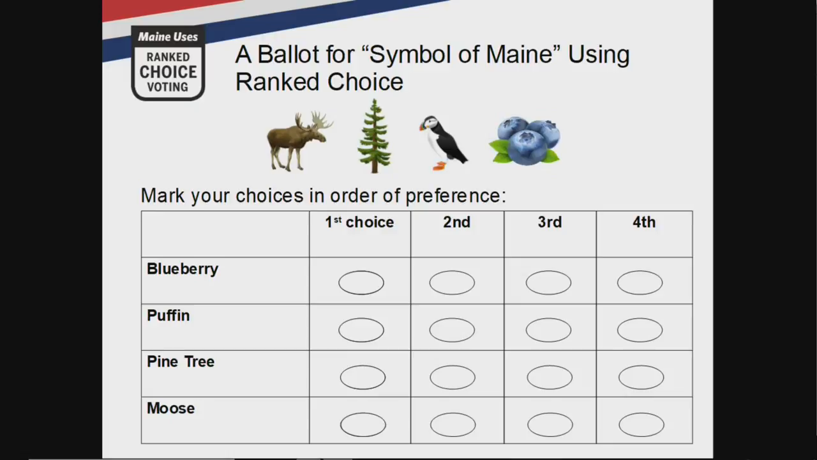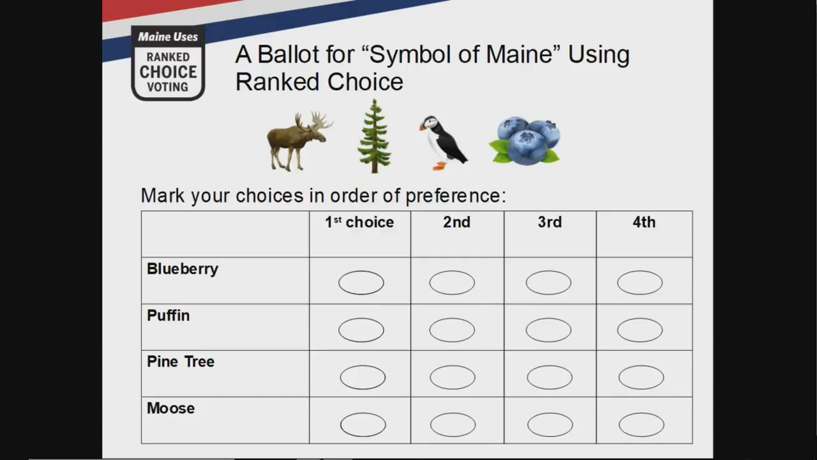To demonstrate this, I'm going to use a fake election, an election for a symbol of Maine. The candidates in that election are going to be moose, pine tree, puffin, and blueberry. Sorry, lobster is not an option on the menu. Some people mentioned lighthouses as a possibility, but I had to point out that lighthouses are not a life form, so they can't stand for election. These are the four choices that we decided on for our fake election.